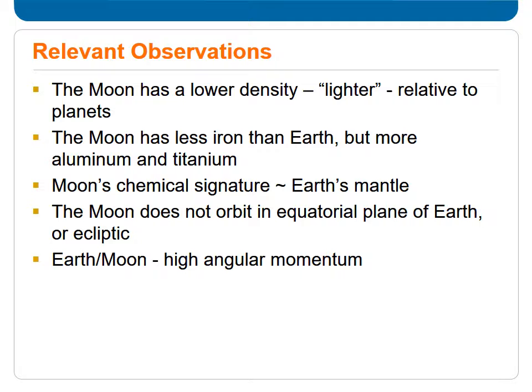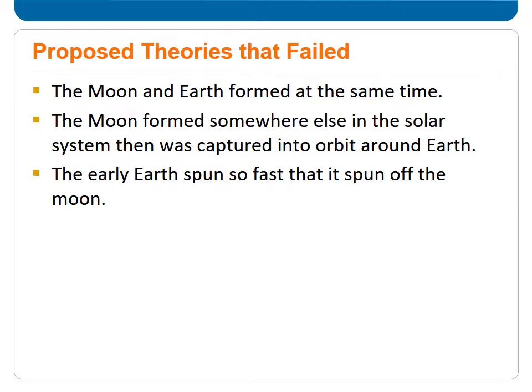If the moon is closer earlier, then the Earth must have been rotating faster. In other words, we had shorter days. The three main models of the formation of the moon at the time of the Apollo program all failed. The first failed theory was that the moon and the Earth formed at the same time.